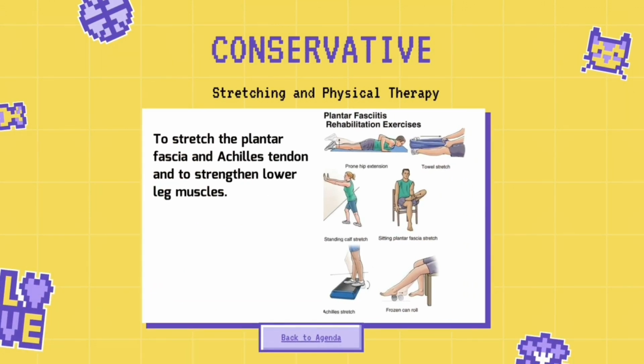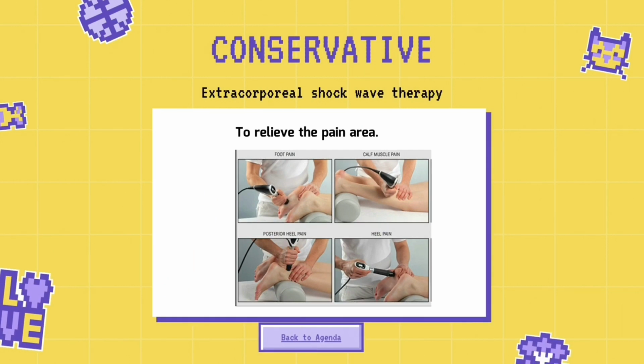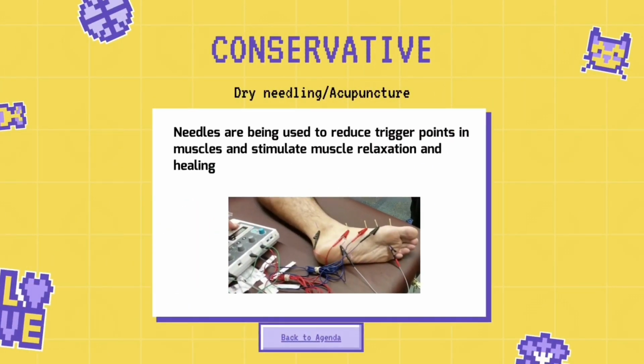The other thing that is really important is to do calf and Achilles tendon stretching over the period of treatment. This helps to increase flexibility of the calf and decrease some of the stress on the soft tissue. Not only that, there are also other conservative treatments that have been discovered recently, such as extracorporeal shockwave therapy or ESWT. Lastly, dry needling or acupuncture is also one of the treatments used to reduce the trigger points in the muscles and stimulate muscle relaxation and healing.